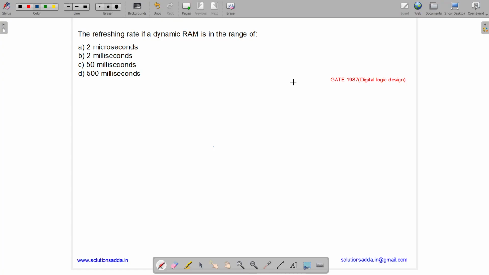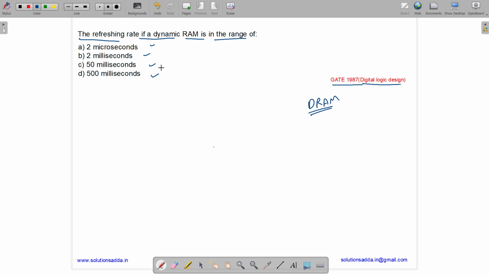This question belongs to Digital Logic Design subject and was asked in GATE 1987. The topic name is DRAM, which is dynamic RAM. So the question states the refreshing rate of a dynamic RAM is in the range of 2 microseconds, 2 milliseconds, 50 milliseconds, or 500 milliseconds.